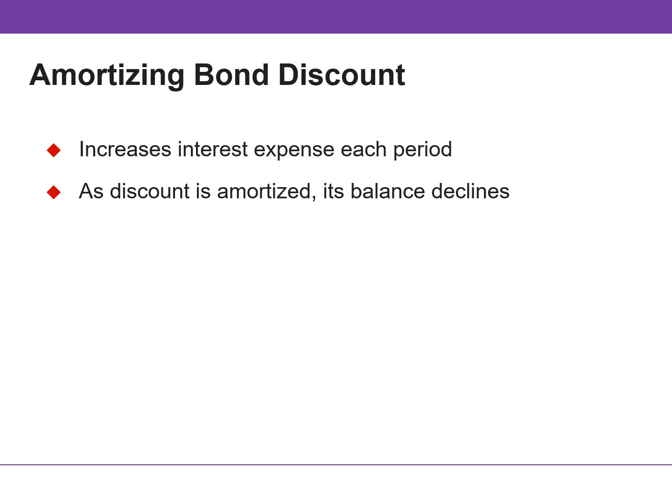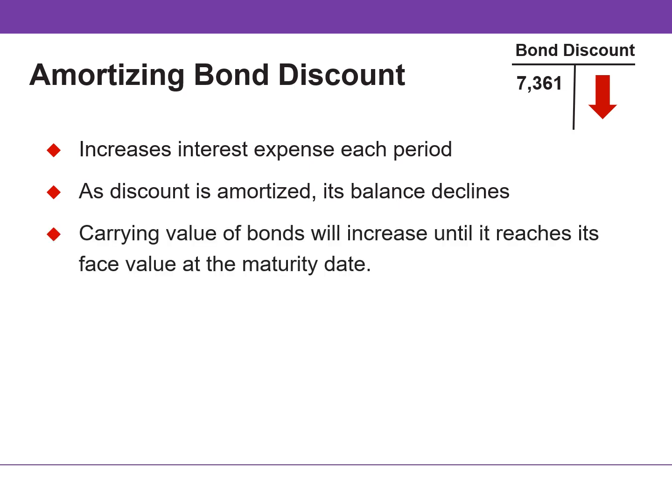As the discount is amortized, its balance declines so that the carrying value of the bonds will increase until it reaches its face value at the maturity date.